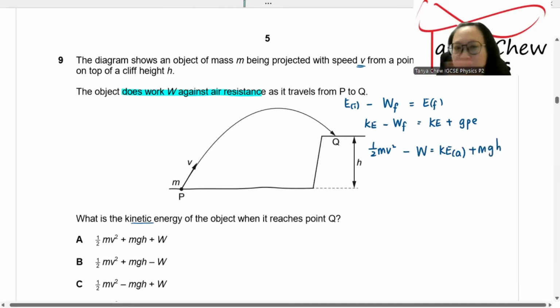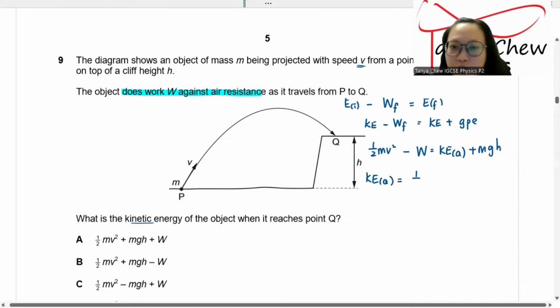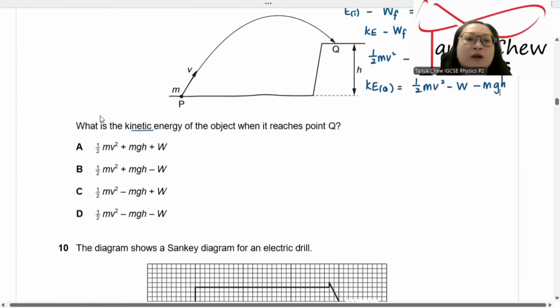So all you need to do is rearrange the equation and make kinetic energy at point Q the subject, which is equal to half mv squared minus W minus mgh. Is there any answer here? Yes, there is. The answer is D.